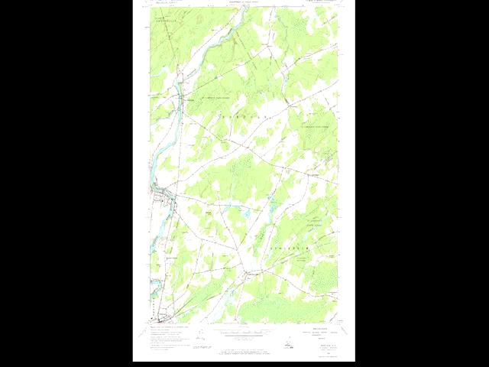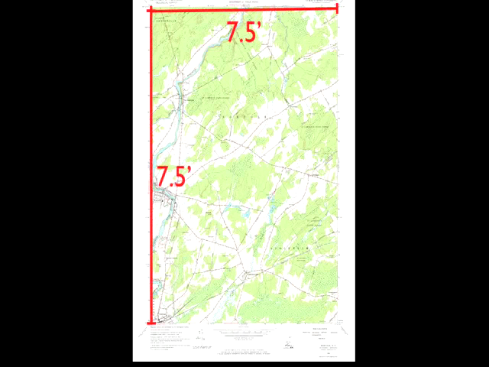More specifically, this is what we call a 7.5 minute map, meaning that it is 7.5 minutes wide in terms of its longitude by 7.5 minutes long in terms of latitude. Notice, by the way, that it is not as wide as it is long at this point, even though they're both 7.5 minutes. Something to wonder about.